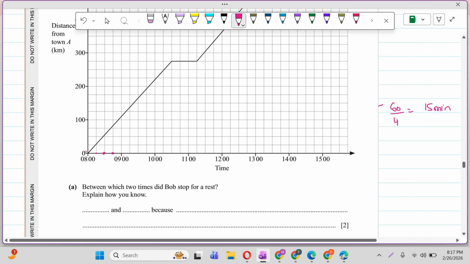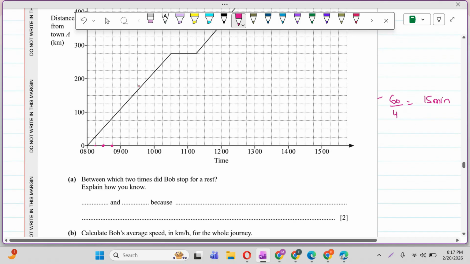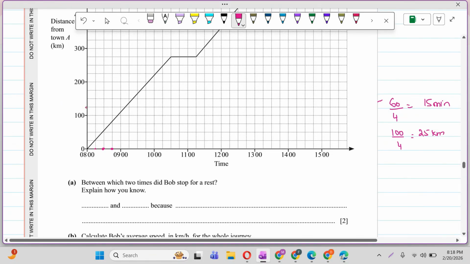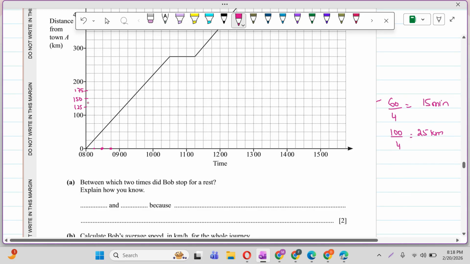Okay. Similarly, from 0 to 100 and then 100 to 200, there is a difference of 100 divided into 1, 2, 3, 4 boxes. So we can say that 100 kilometers divided by 4 boxes means each box is 25 kilometers. So this one is 125, this one is 150, this one is 175, then 200. You should know how to calculate each individual box value.